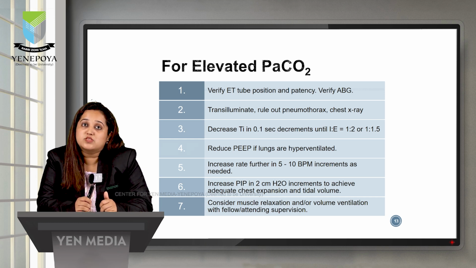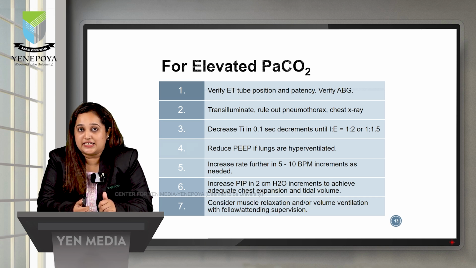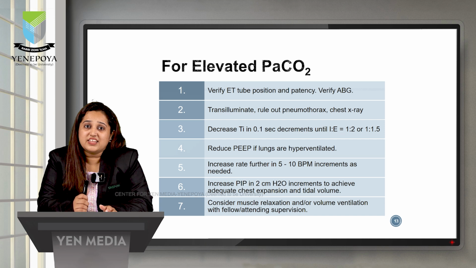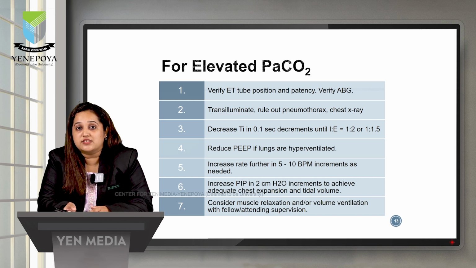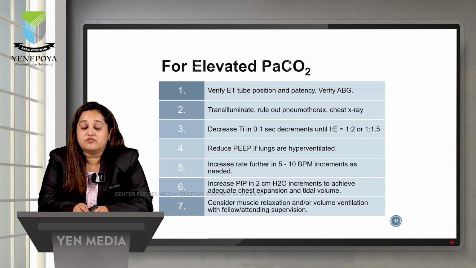So the first thing is to verify the ET tube position and the patency. Make sure the ET is in place, because these are cuffless endotracheal tubes that we use for babies. There is a higher chance that the tube might get displaced or malpositioned. In such a case, check the ET position, verify the ABG, make sure it is an arterial blood gas. Very often there is a tendency to take a venous blood gas because we don't want to prick the babies again and again. So in such cases, verify whether it is a purely arterial blood gas, whether it is a mixed sample or a venous blood gas.